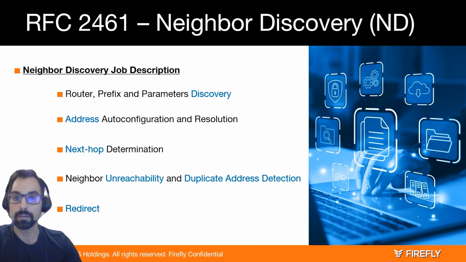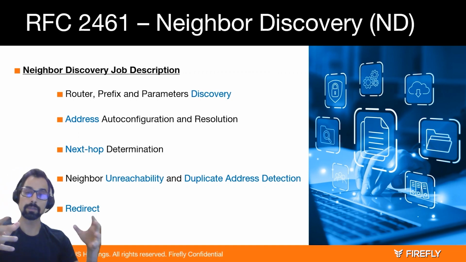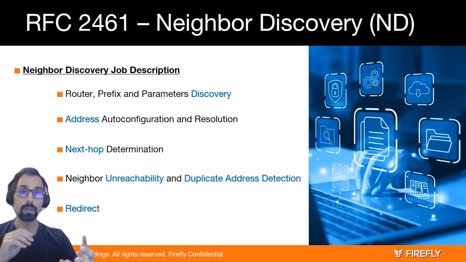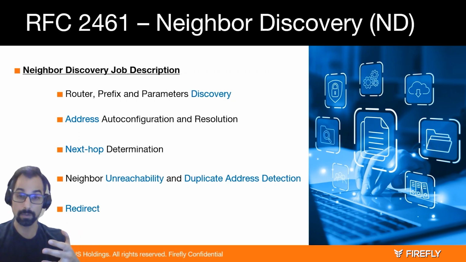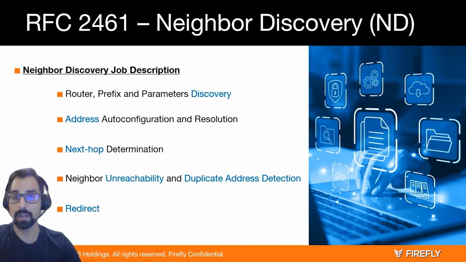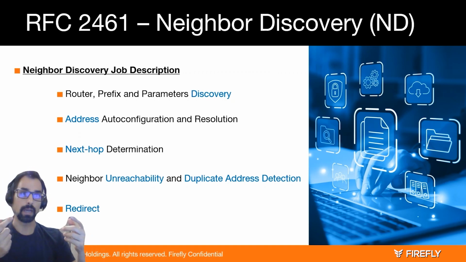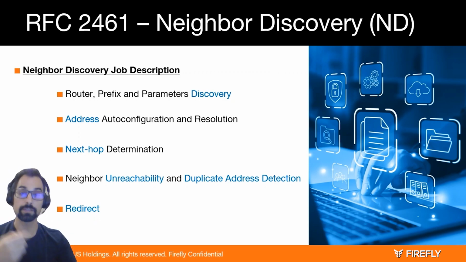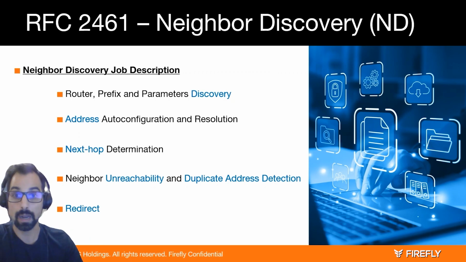So as we were saying, router prefix and parameters discovery. So the hosts, when they come up, the interfaces on the links, they're going to know if there are routers on the links, and if there are routers, which prefixes are on the link and can be used for auto configuration. For address auto configuration and resolution, I'm going to use the neighbor discovery messages to learn those prefixes, and my interface is going to be able to use those prefixes for auto configuration. We're going to see a little bit later how.